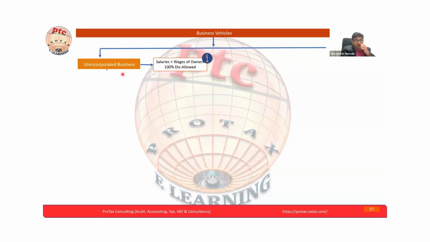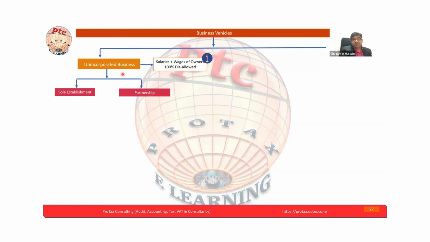Let's move to the next point that we will understand over here. So what is the first form of the unincorporated business? That is the sole establishment. This is what I am discussing, the sole establishment. This is the most common form, and most of us are seeing the sole establishment.